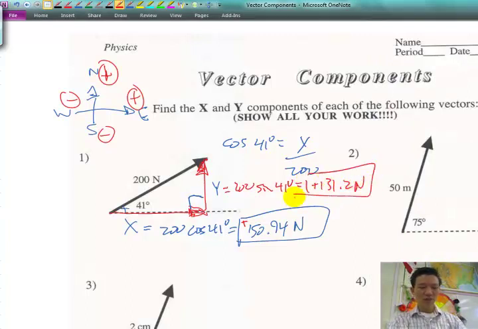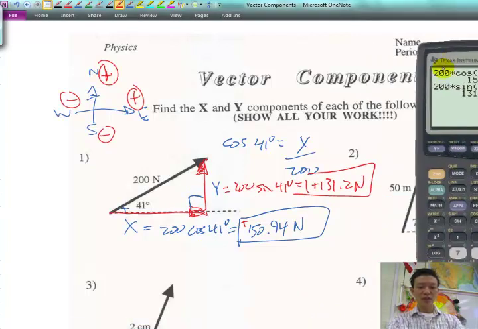And how can I check really quick that those two numbers are correct? This is a right triangle, right? So all I can do is do what? A squared plus b squared equals what? C squared. Or if I take the square root of 150.94 squared plus 131.21 squared, if all goes well, there we go, 199.9997, it's 200, okay?